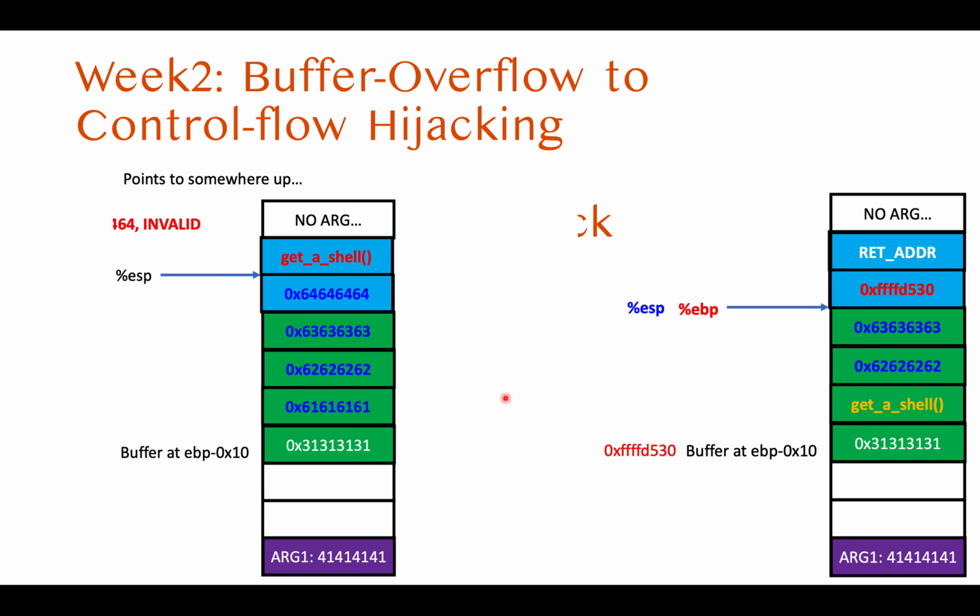And in week 2, we learned about the basics of the buffer overflow vulnerability and how we can exploit that. Mostly we learned about how we can override control data such as the saved BP or the return address to change the control flow of the program.